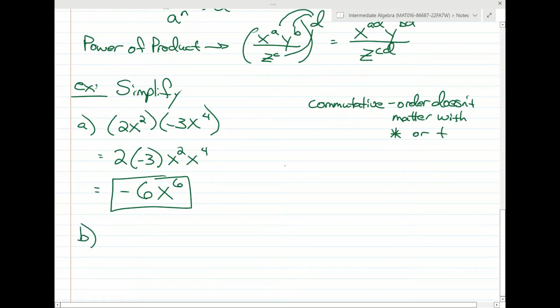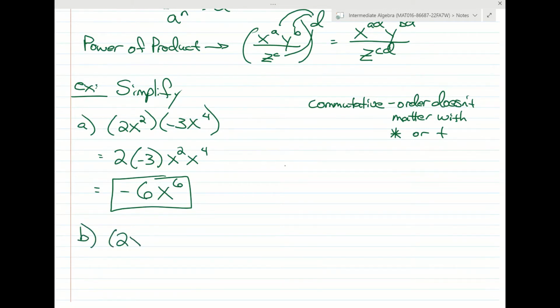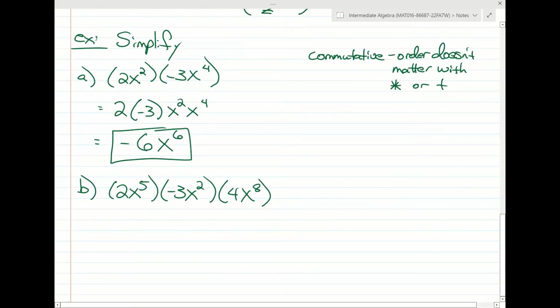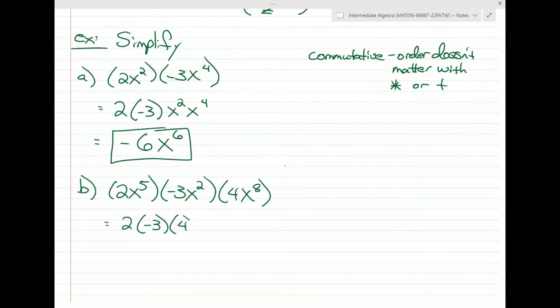No different if we just add more numbers. So if we multiply 2x to the fifth times negative 3x to the second times 4x to the eighth, what we could do is just rearrange all these numbers. So 2 times negative 3 times 4, and then x to the fifth times x to the second times x to the eighth.